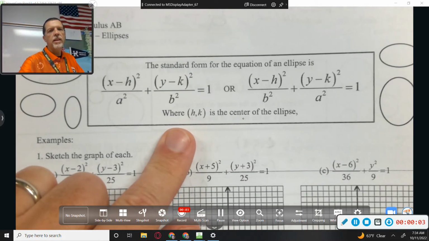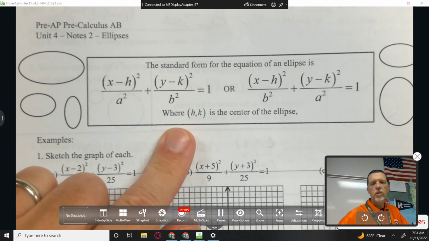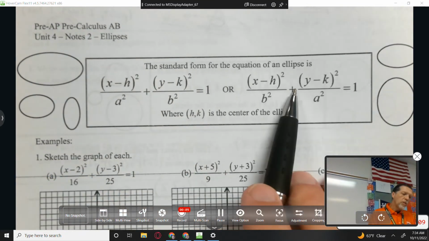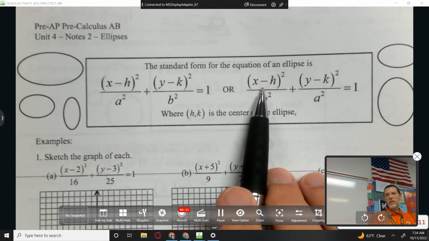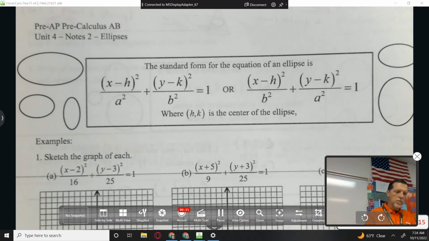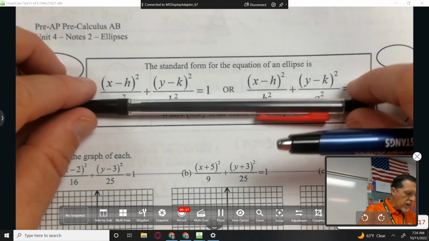All right, looking at ellipses, day 2 of conic sections. Standard form of the equation is either one of these. We'll talk about the difference in them in a moment. But first, let's look at just the h and k stuff.